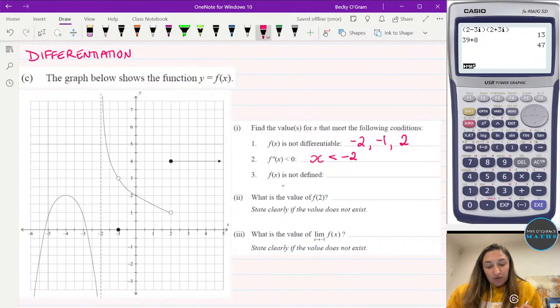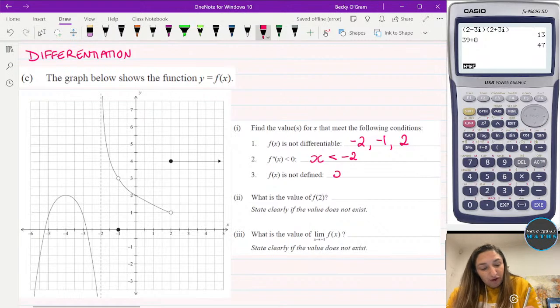Okay, the third one, any part of the function where its value is not defined. So f of x is not able to be found. And the only place where that happens is right here on the asymptote line. If you put in the value of x equals -2, you wouldn't be able to find a place on the graph, so you wouldn't be able to give a value for it. So we've got x equals -2 on this one.